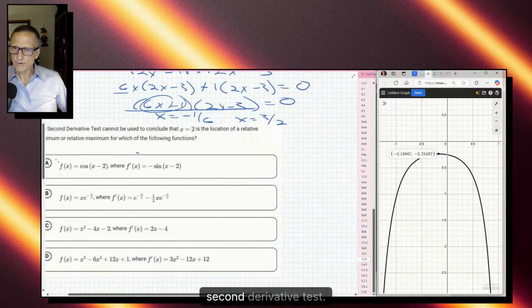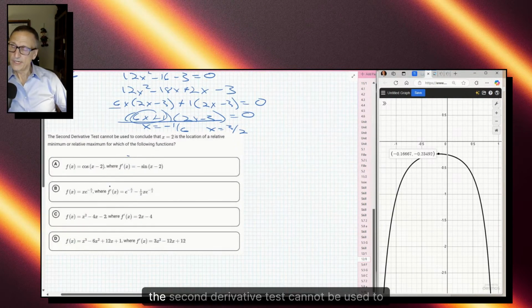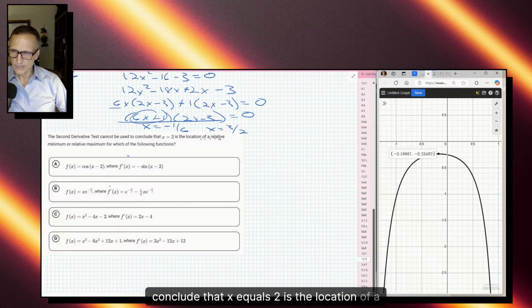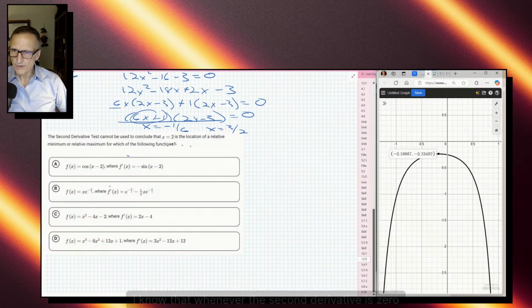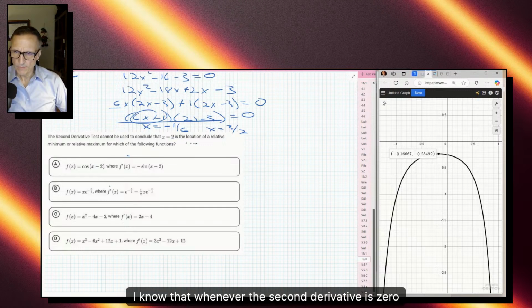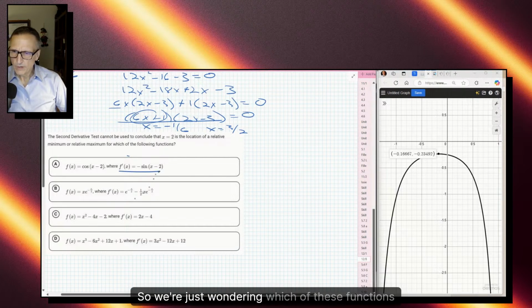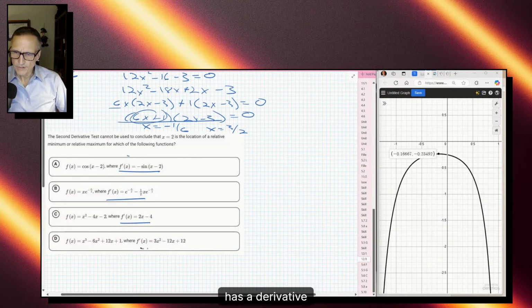Let's do the second derivative test. The second derivative test cannot be used to conclude that x equals 2 is the location of a relative min or max for which of the following functions. Well, I know that whenever the second derivative is 0 is when I can't use the second derivative test for relative extremes. So we're just wondering which of these functions has a derivative of 0 at x equals 2. Well, that looks like one of them.